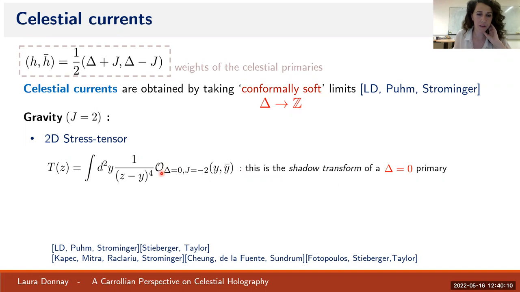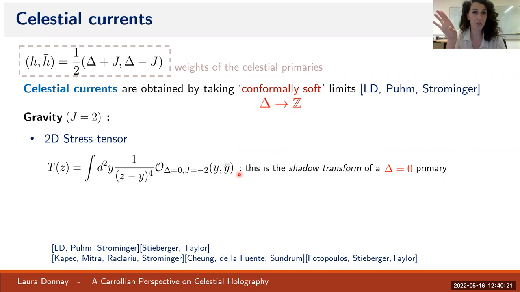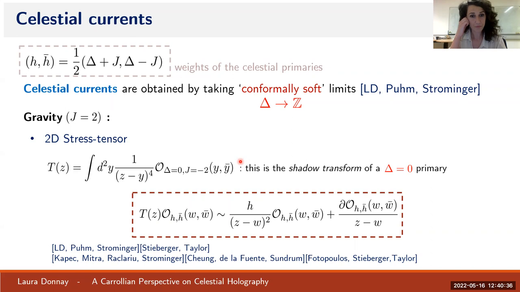So the shadow transform basically, if you have a primary of dimension delta, it will return a new primary, but now with a new dimension, 2 minus delta. So if you shadow a zero, you get something which has weight 2. And indeed, you can show that inserting this object in a correlation function, or similarly looking at its OPE, will give you really the Ward identity of a 2D stress tensor in a conventional CFT.